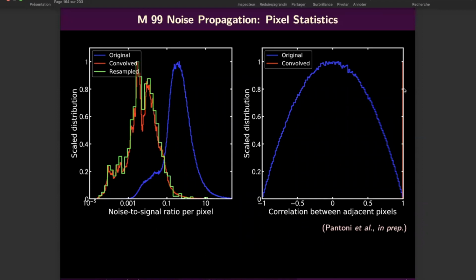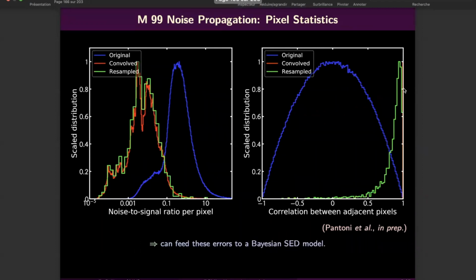Now if we go to the last step, the resampling, you see that in my particular case, we don't change much the distribution of the noise, but we simply have larger pixels. And so it means that now we are a bit less correlated. So that's the distribution of the correlation. And the idea is that once we have done all these steps, we have this distribution of noise and all this correlation, we can feed that to a Bayesian SED model and account for those uncertainties that have been propagated as best as we could.